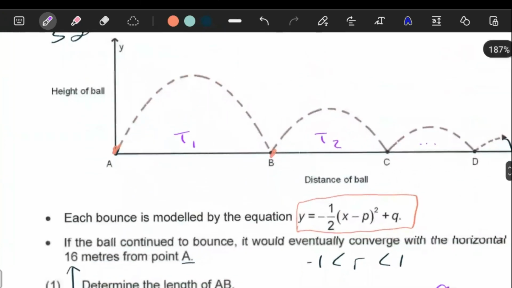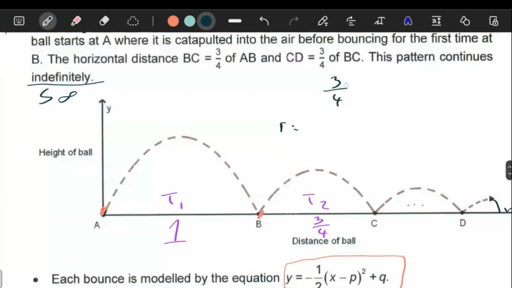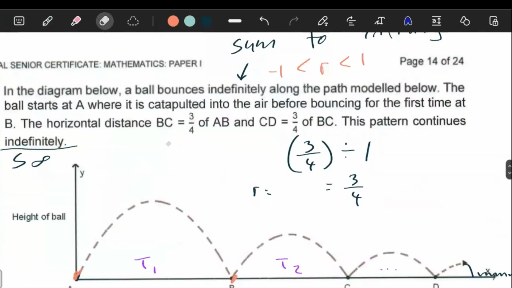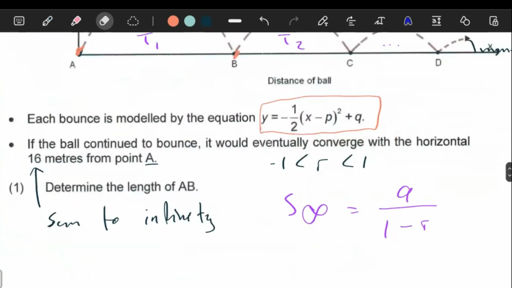But fortunately, it doesn't matter what AB is. You can just label it as 1. It doesn't matter what BC is. You can just label it as 3/4 because the ratio between AB and BC is 1 to 3/4. So this is good enough to get R. You see, R is going to be 3 over 4 divided by 1, which is just 3 over 4. Without even overthinking it, right? The statement here told us that BC is 3 over 4 of whatever AB is, you see. So it's just 3/4 of the previous one. So it just means your value of R is just 3 over 4. So you have your value of R.